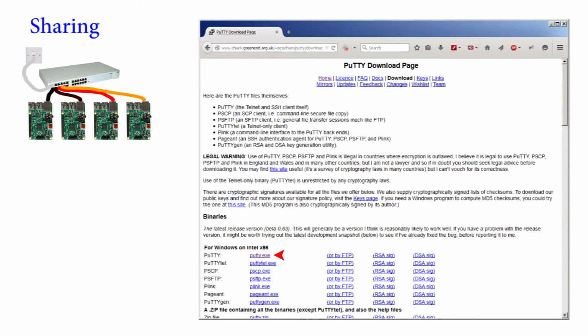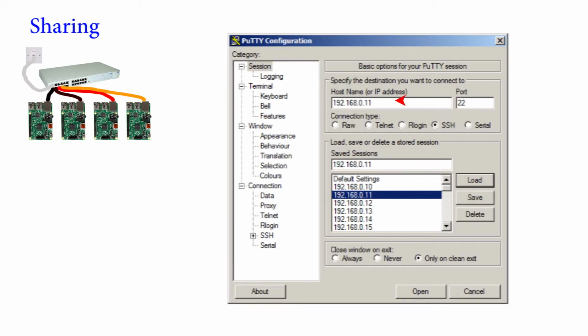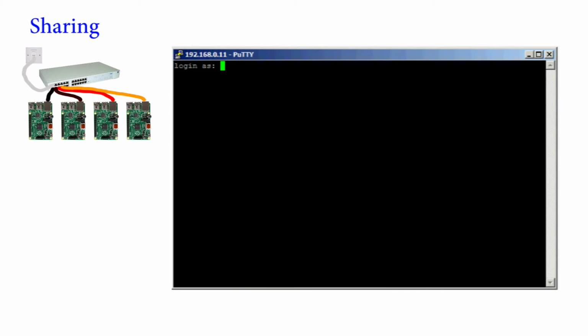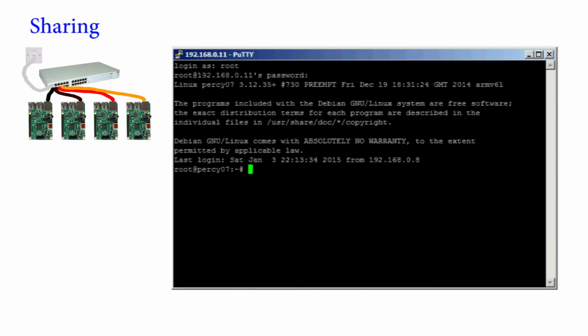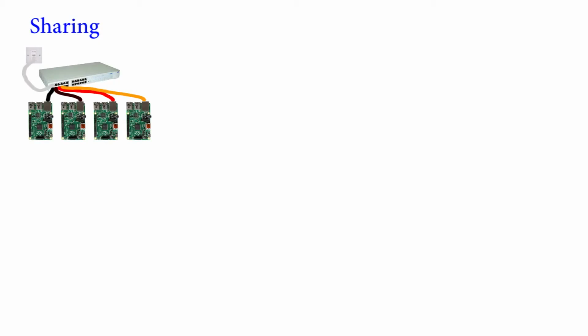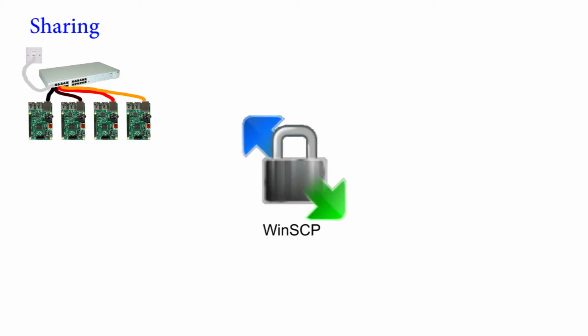You should end up with this screen. Enter the IP address of your Pi and press Open. If all goes well, you should see this screen. Log in and congratulate yourself for successfully connecting your Windows machine to the Pi. If your friends want access to your Pi, then they can use their account and their password that you gave them. Another good package that connects a Windows machine to Pis is WinSCP.